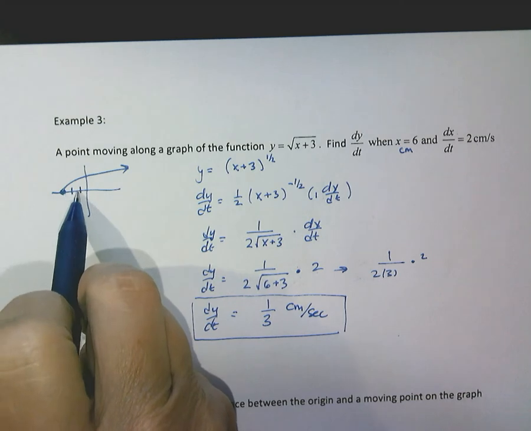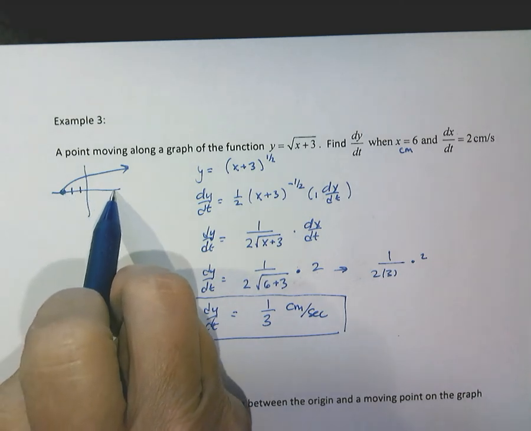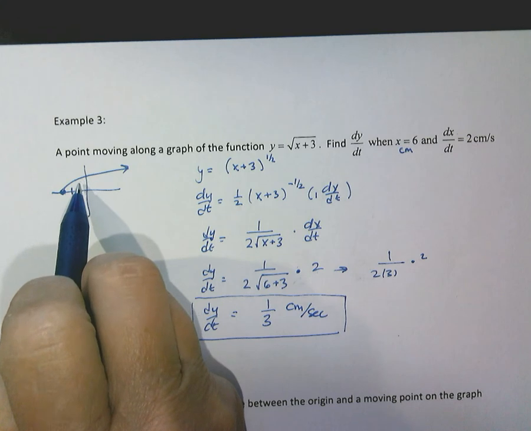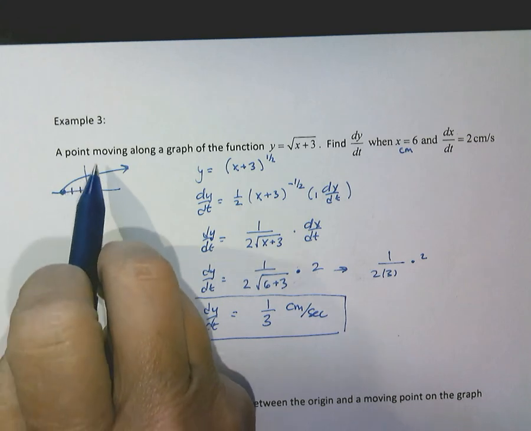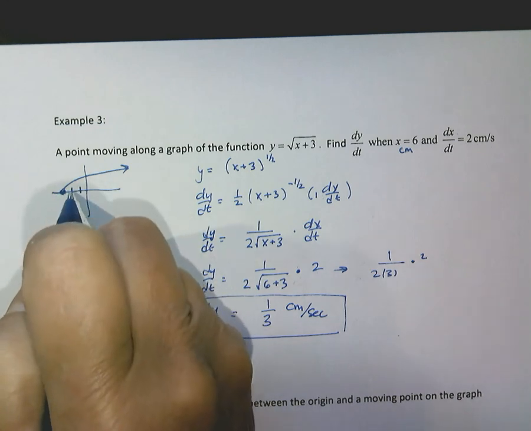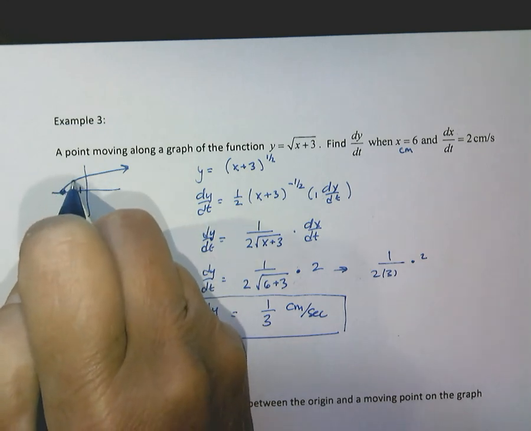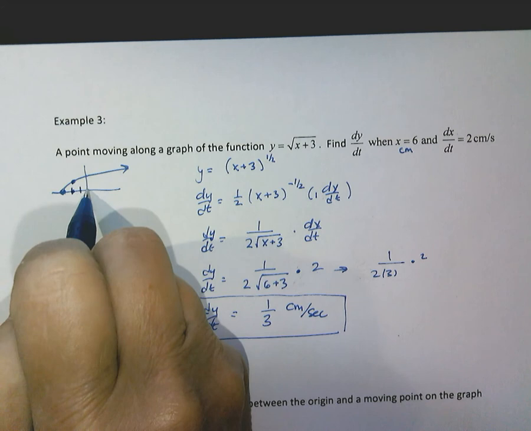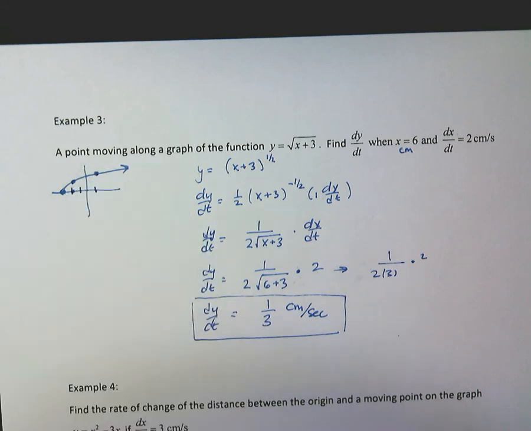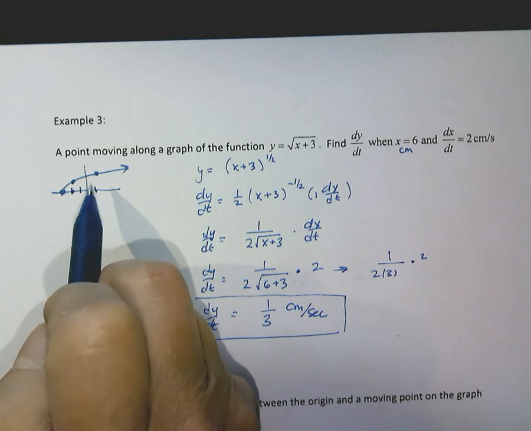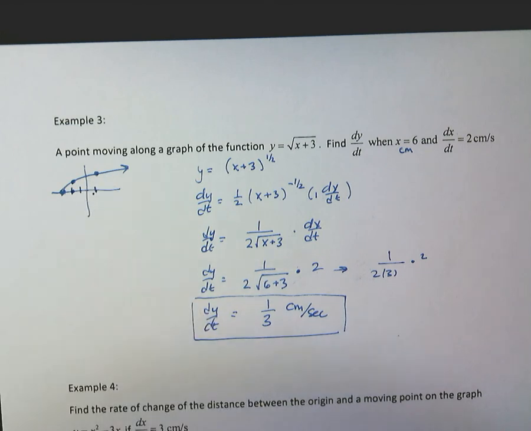It's increasing in the x direction a lot faster than it's increasing in the y direction. So if I go right 1, this would be up 1. If I go right 4, I go up 2. So this has increased 4 units and it has only gone up 2 units.